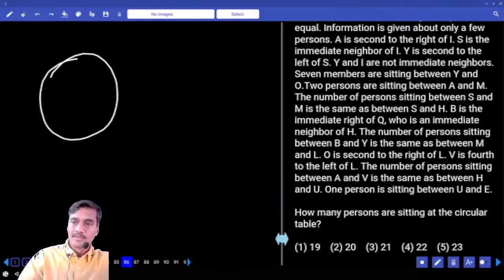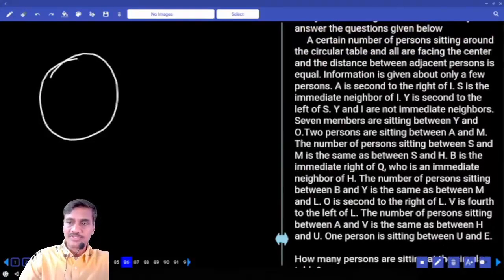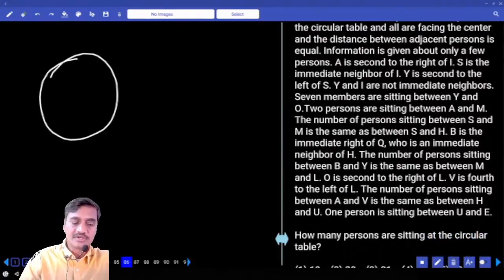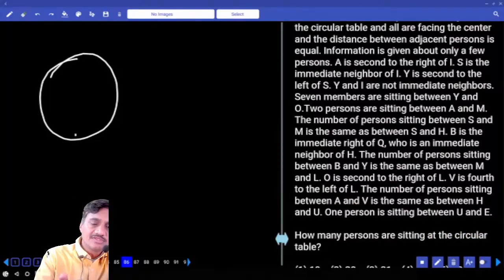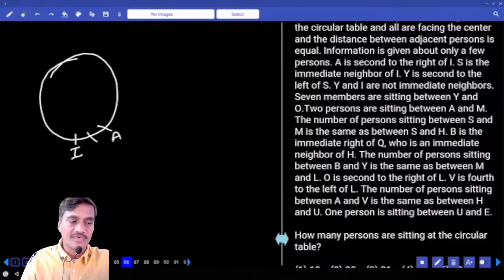Then the next one, coming to condition number 1. A is seated second to the right of I, it says. A is seated second to the right of I. I is here, 1, 2, second to the right. A is seated second to the right of I.